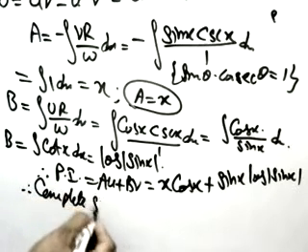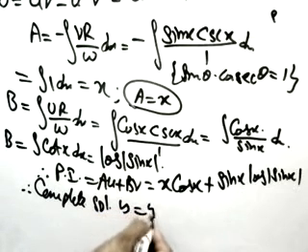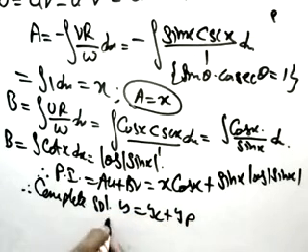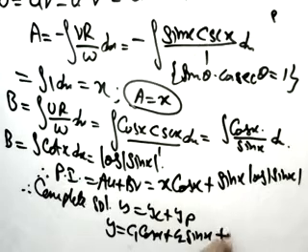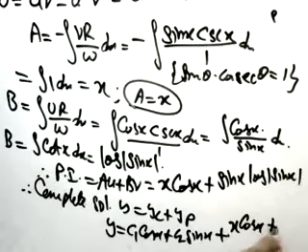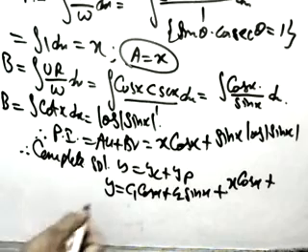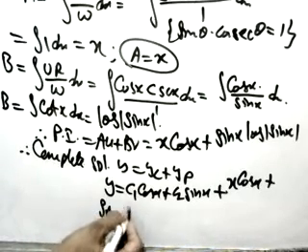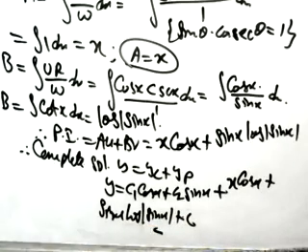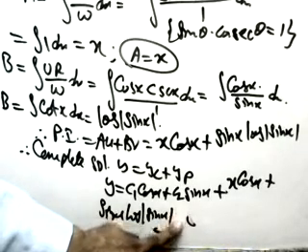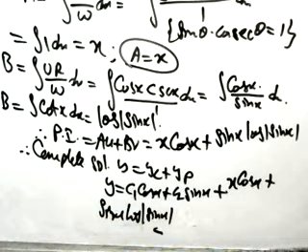Therefore, what do we write? Complete solution. What is its formula? Y equals yc plus yp. So the last step: y equals yc which is c1 cos x plus c2 sin x, plus yp which is this one, x cos x plus sin x into log of sin x. Sorry, we don't have plus c here. So this is the first question.